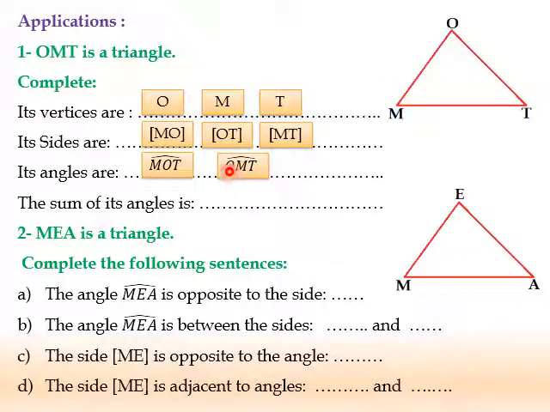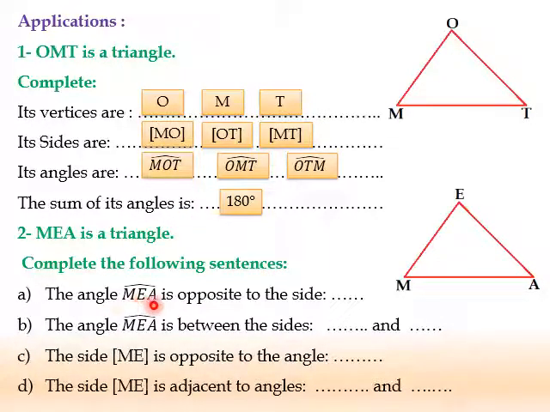The second angle is OMT or TMO. I can exchange these letters here, O and T, but M, which is the vertex, should always be in the middle. And the third one here is OTM or MTO. The sum of its angles, it's a triangle, and we know that the sum of angles in any triangle is 180 degrees. Now, complete the following sentences.